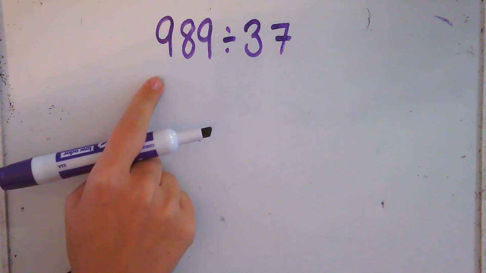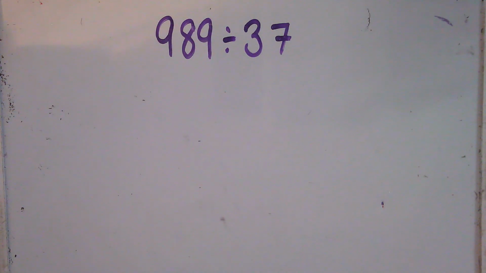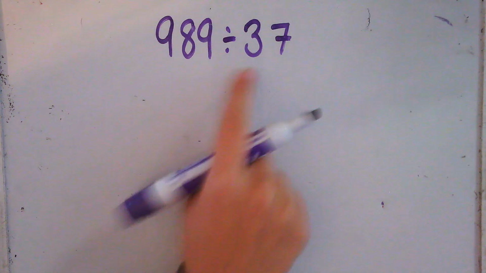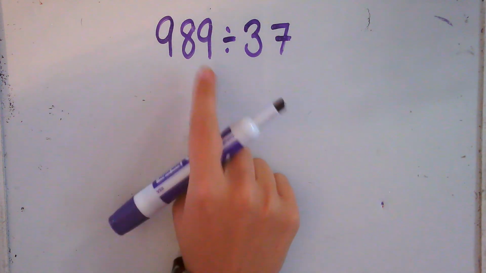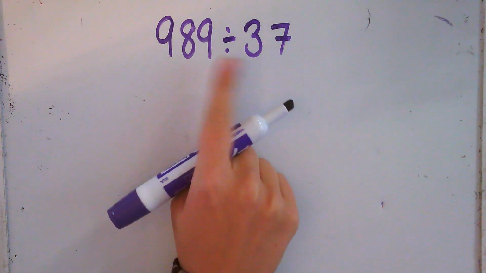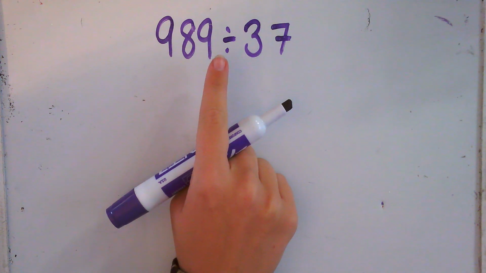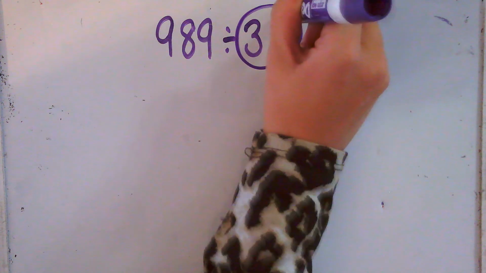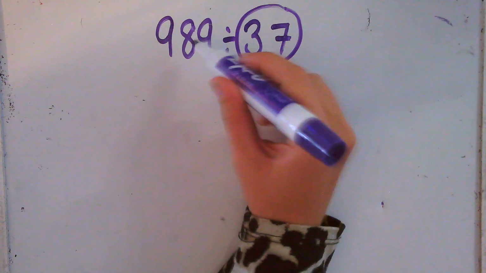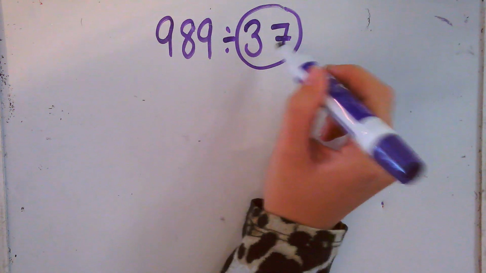Go ahead and write that on your paper. You can pause the video if you need more time. Okay. So now, what I want you to do on your paper is circle the divisor. Which one is the divisor? All right, if you circle 37, then you circled the right number. Remember, the divisor is the number we are dividing by, okay?